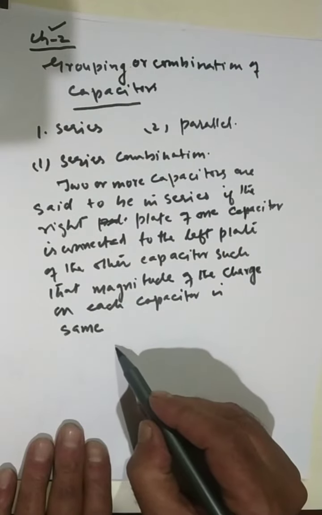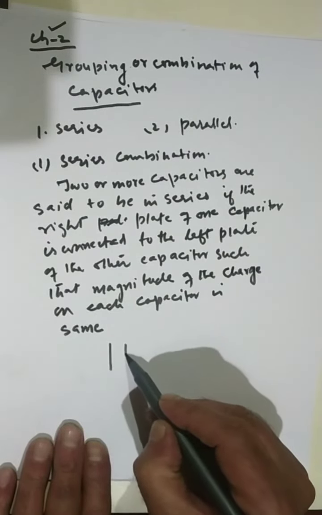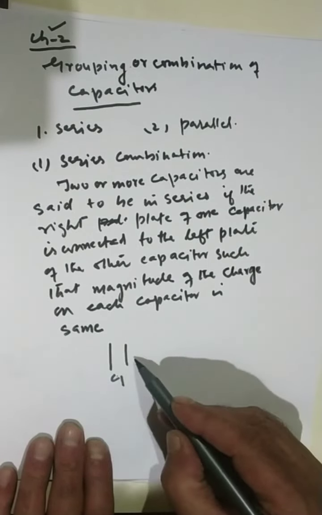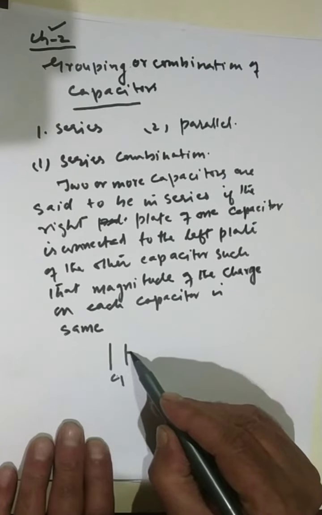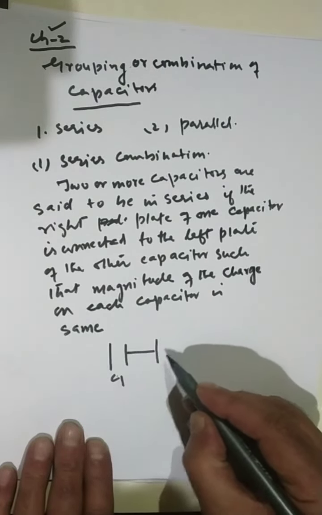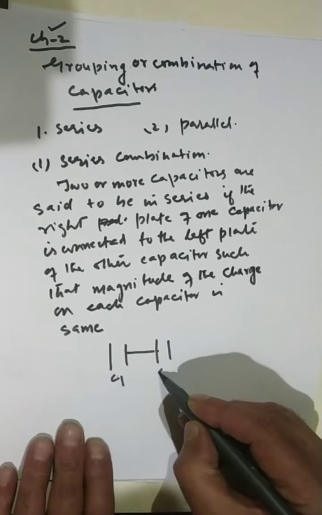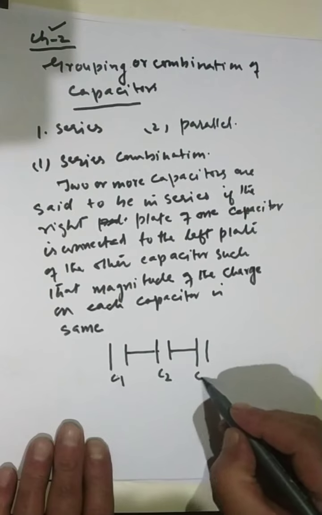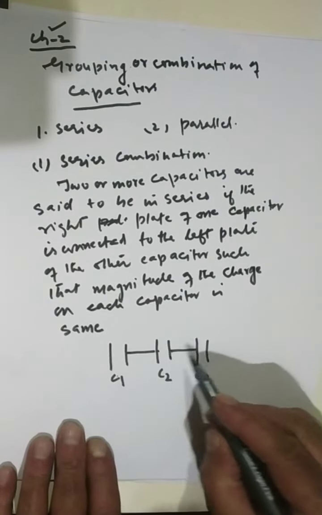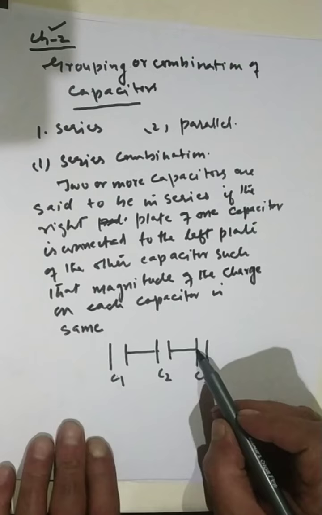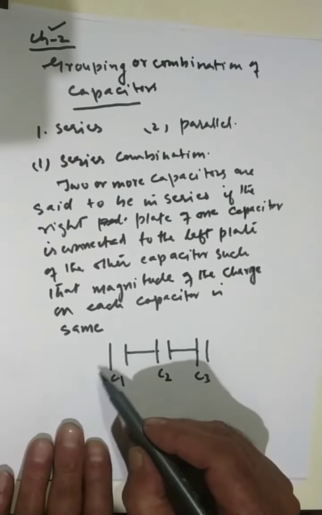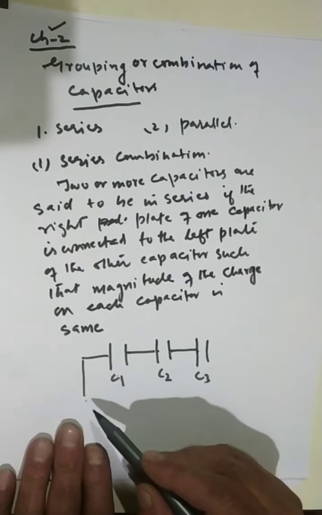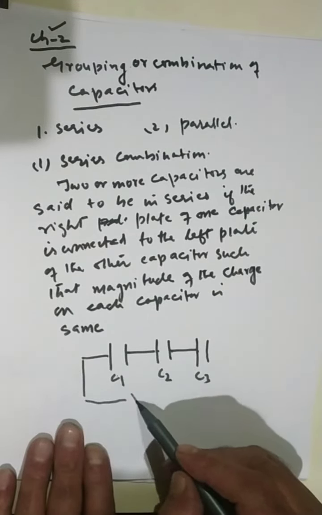Let us suppose that we have a capacitor C1 having capacity C1. The right plate of this first capacitor is connected to the left plate of the second capacitor having capacity C2, and let us say we have three capacitors, so C3. The left of second capacitor is connected to the right plate of the third capacitor. Now if this arrangement is given a potential V.